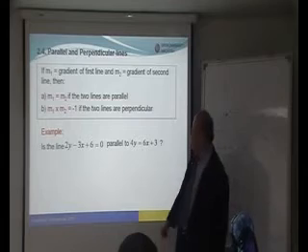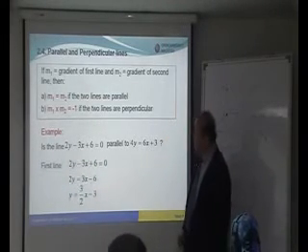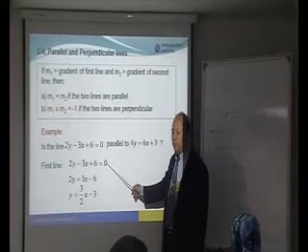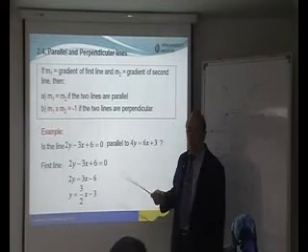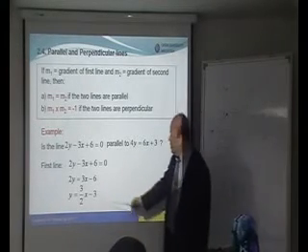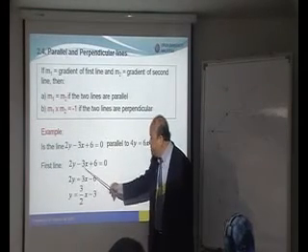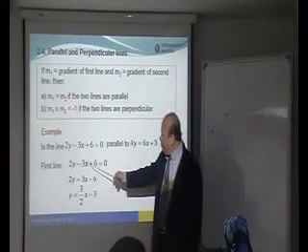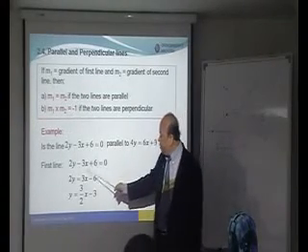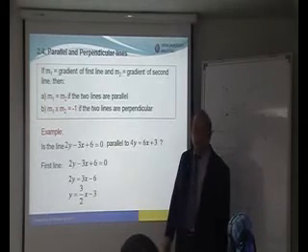Okay? So let's start with the first line. 2y minus 3x plus 6 equals 0. The first step is to change the form into y equals mx plus c. So what you do is, you leave the y on the left side. This 2, you move it to the right hand side. So negative 3x, you move to the right, you get positive 3x. Positive 6, you move to the right, you get negative 6.